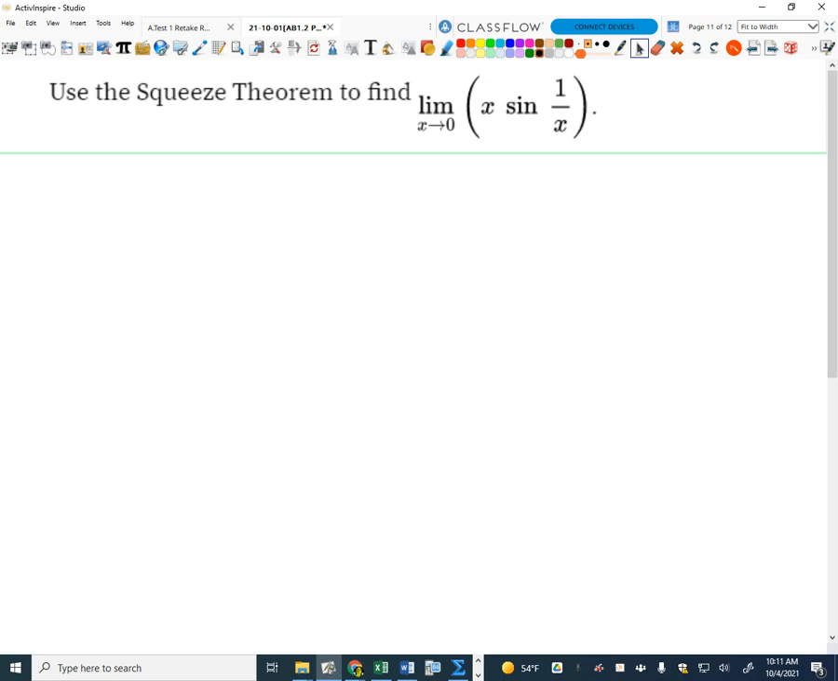So how could we actually use the Squeeze theorem? And this is like a proof. How could we use the Squeeze theorem to find a limit like this that's indeterminate, right? I end up with the limit of 0 times sine of 1 over 0. Well, 1 over 0 looks like infinity, right? And that's another kind of indeterminate form.